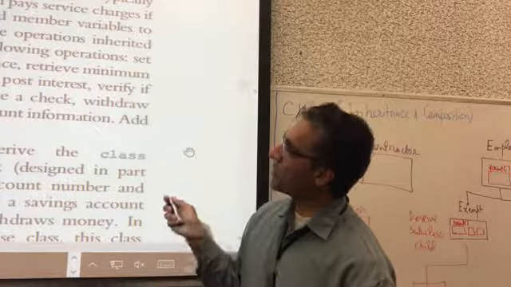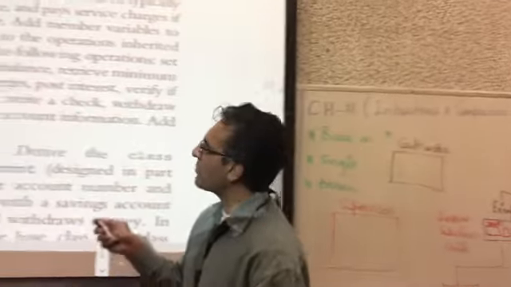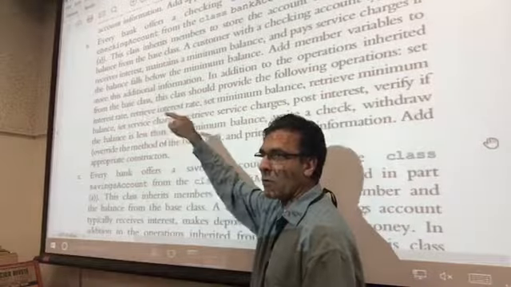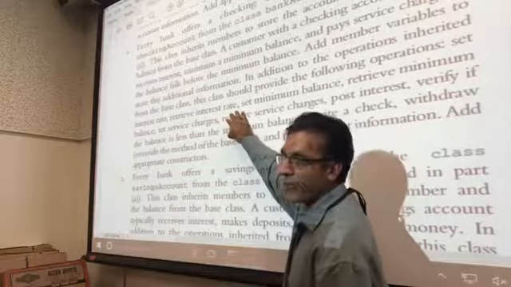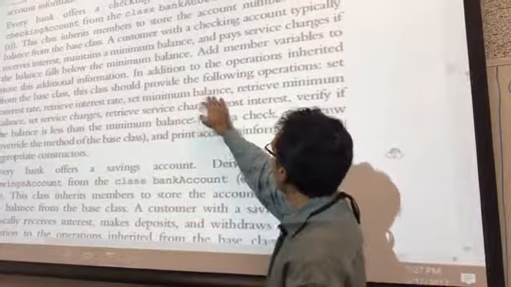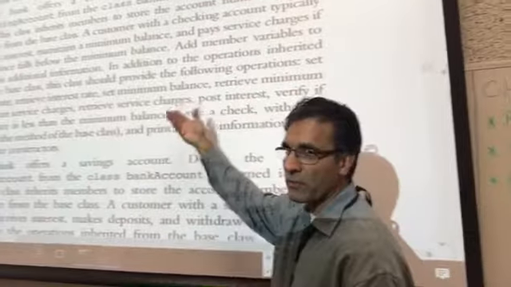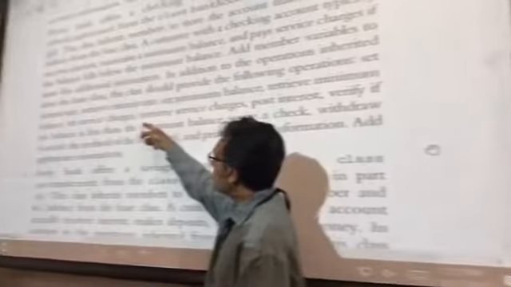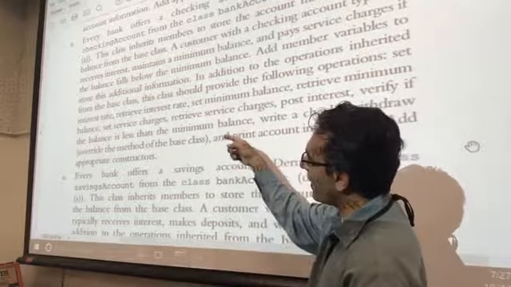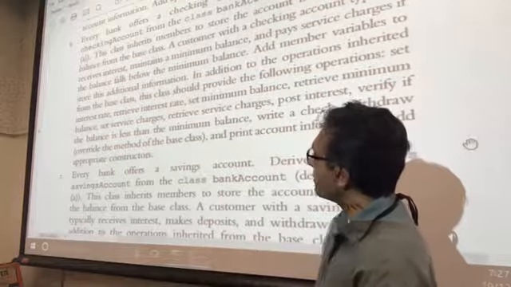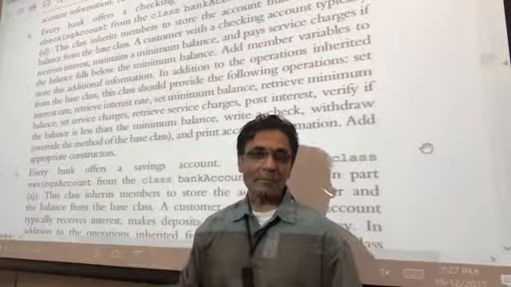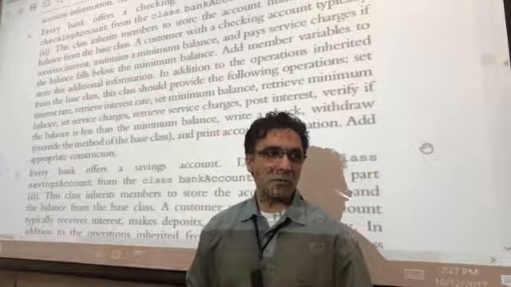In addition to the operations inherited from the base class, this class should provide the following operations. Set interest rate, really one-line code. Retrieve interest rate, another one-line code. Set minimum balance, not a problem. Retrieve minimum balance, that's your getter. Set service charges, retrieve service charges, post interest rate, verify the balance is less than the minimum balance, write a check. Most of these methods are one-line methods. These are basically setters and getters.